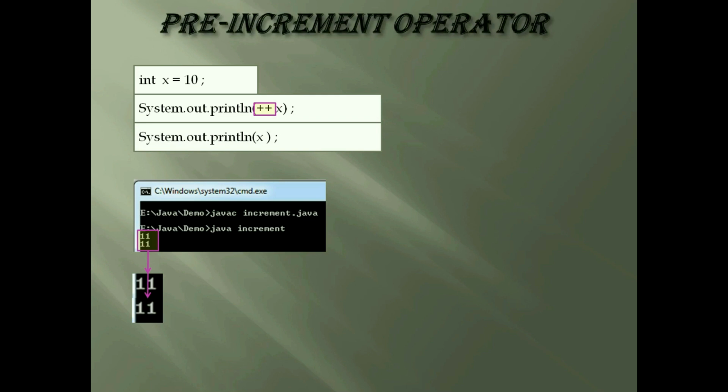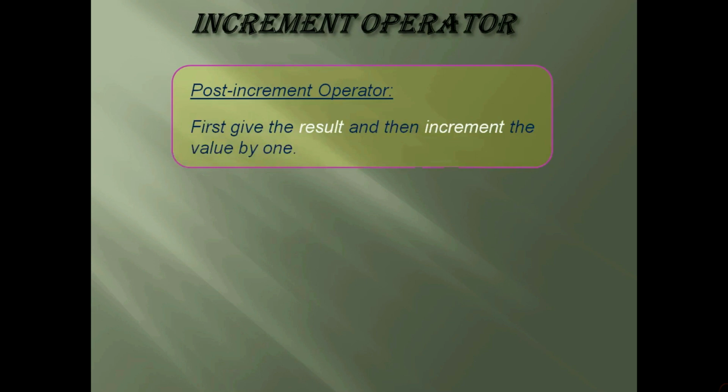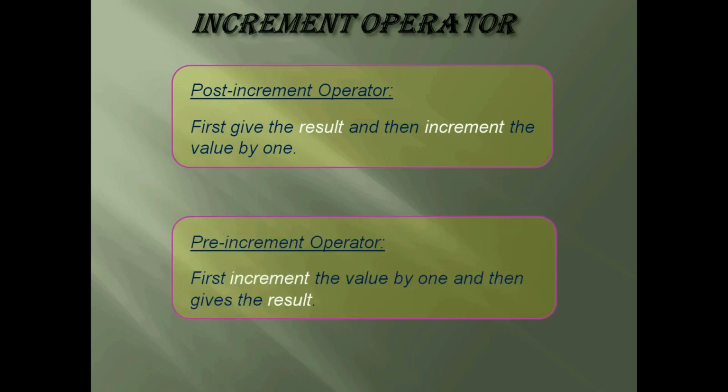So what is the basic difference between the post and pre-increment operators? In the post-increment operator, it first gives the result, then increments the value by 1. But in the pre-increment operator, it first increments the value, then gives the result. So this is all about pre and post increment operators.